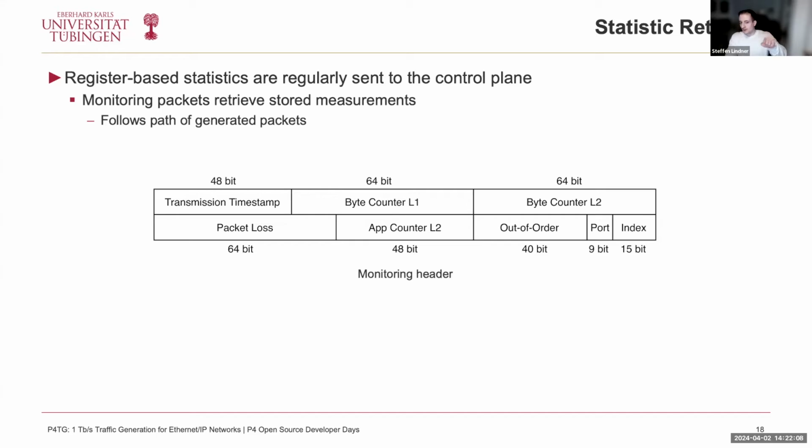So we always recirculate between these PR out and PR in recirculation ports. And at each recirculation, we collect all statistics. We get a transmission timestamp in the monitoring packet, as well as all these counters from the registers, like the layer 1 byte counter, the layer 2 byte counter, the packet loss, the stream-based counter out-of-order packets, and the port number where these statistics have been collected. And then we create a digest, send it to the control plane, and the control plane knows exactly that at the time of the timestamp, the counters for the given port were as follows.